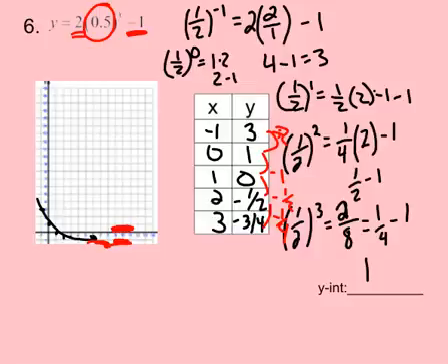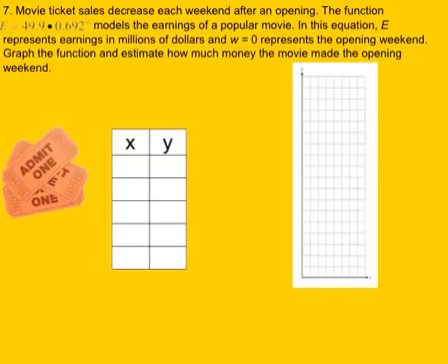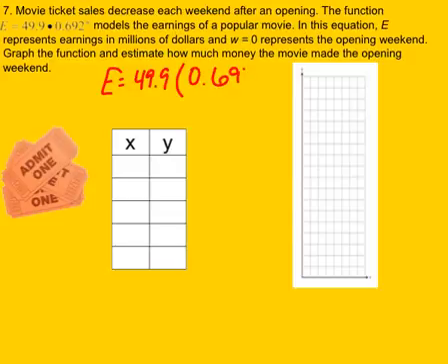So just paying attention to how things are working is a great habit to have. So then we have this movie tickets problem. Earnings in millions is modeled E equals 49.9 times 0.692^W. So I want to write that E represents earnings in millions of dollars, and W is weeks. Well, we don't have W, so our x is actually the W. Our y is the earnings, E. So opening weekend is 0.